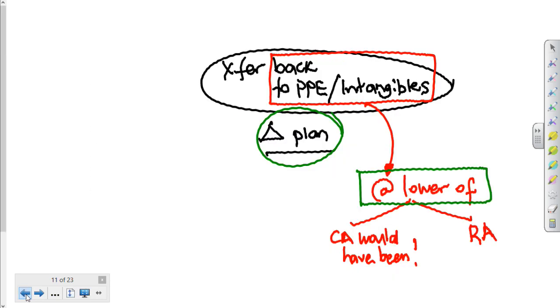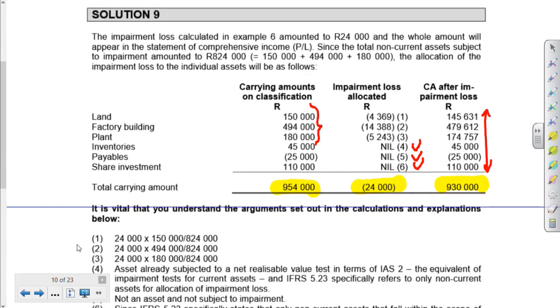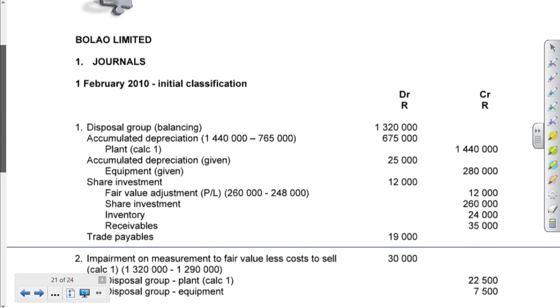The solution is on the back. Usually the solution is always on the back of what I give you if it's a short question. You can have a look if you really are stuck, but I'd like you to try without looking. Okay, let's have a look. I think it was pretty straightforward. They gave you the balances, so it was quite easy to do that initial journal, the reclass journal.